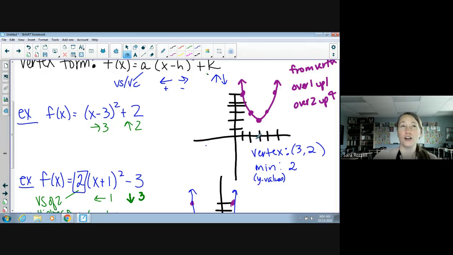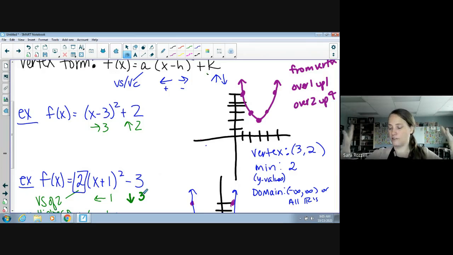What would our domain be? Do we have any denominators, any square roots, anything that messes with our domain? Nope. So our domain, since we don't have anything, you can either write all reals or we can say negative infinity to infinity. So remember with quadratics, it's always all reals. You'll go to the left or to the right forever and ever, there's no stopping there.